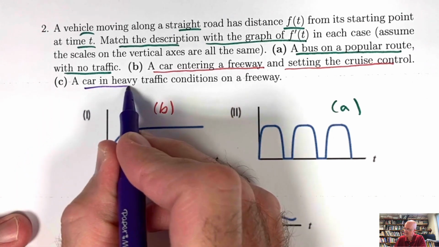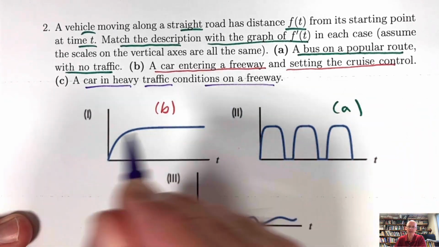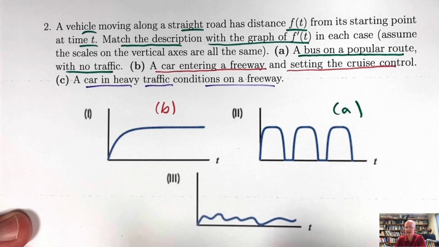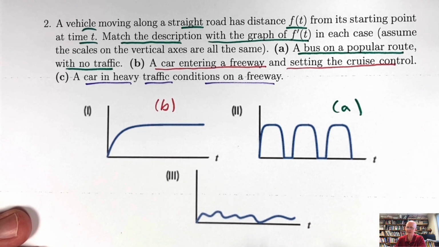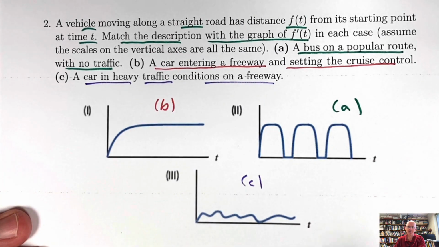A car is in heavy traffic conditions on a freeway. Lots of traffic, it's not going very fast. The scales here are the same, so the speed is not very high. That's definitely indicated by this graph. It's heavy conditions, in other words, rush hour, you might say. There's lots of stop and go, or at least go and slow down a lot. That is what you see in this graph. This graph goes up and down and has low values, very jagged, with lots of bumps here. There's lots of speeding up and slowing down. That's what this graph is showing you, and that is choice C.